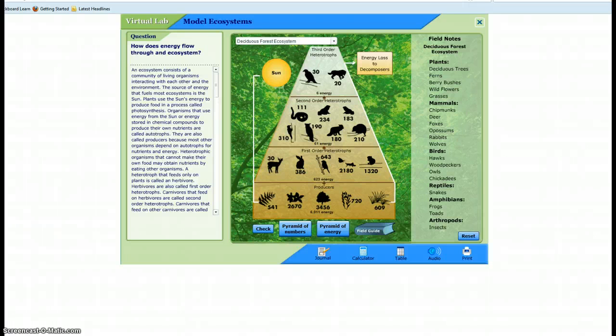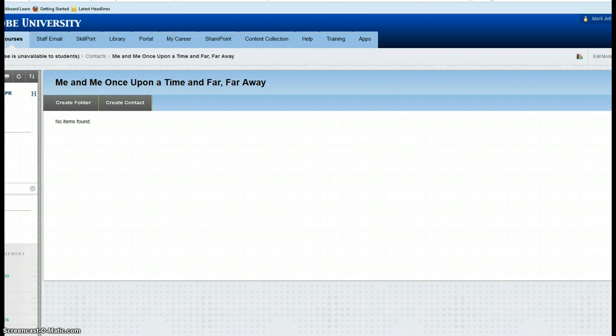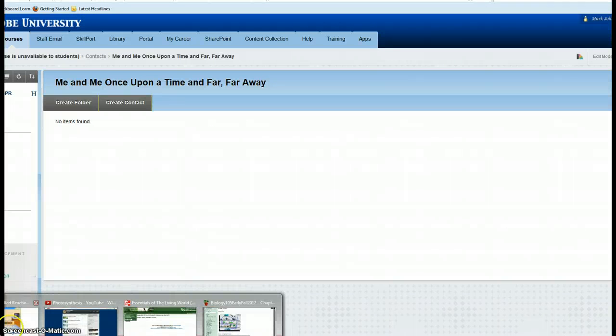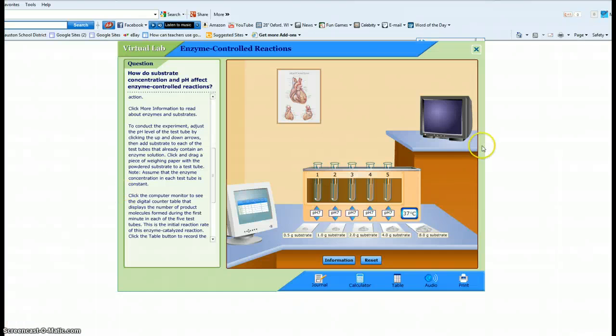Then we also have a lab that we want to look at on enzymes. And we'll just go to that. No, that's not what we're going to go to. Okay, this is going to be a lab on enzymes.